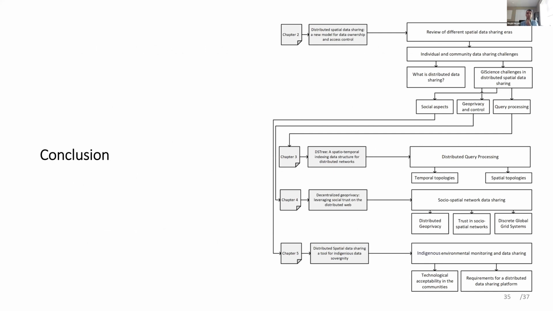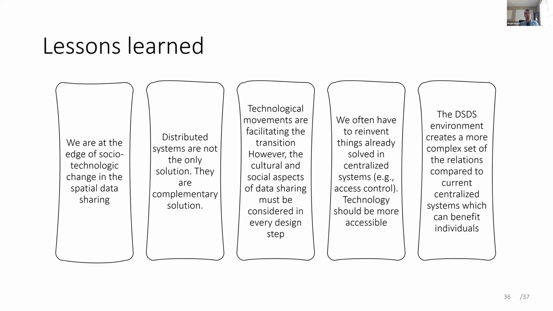So as a conclusion, we know that we are at the edge of the socio-technological change right now. It's not only social or only technological. It's a combination of the two changes happening at this time. And distributed systems are not the only solution to address the concerns of geo-privacy or ownership or existing challenges in spatial data sharing, but they are a complementary solution with the centralized systems.